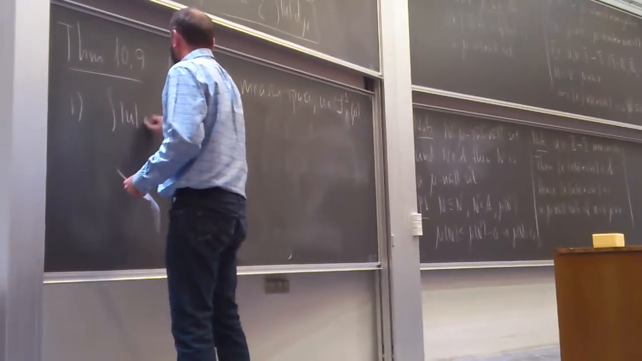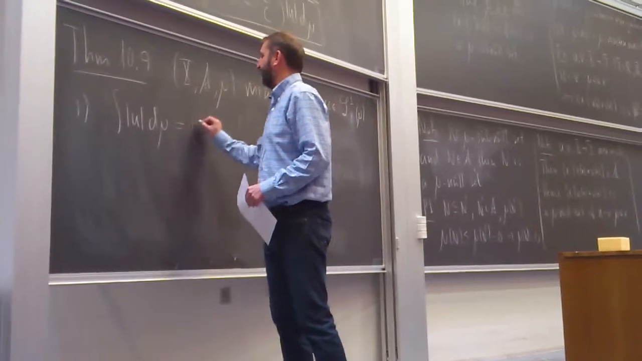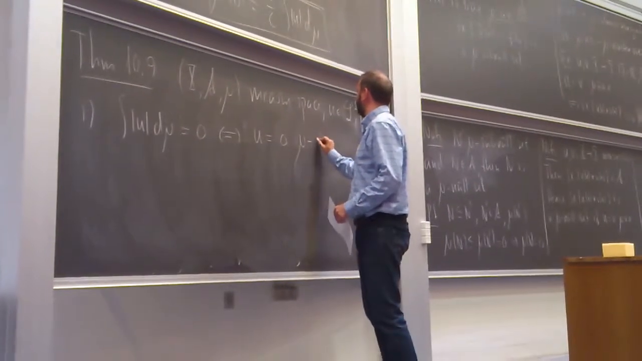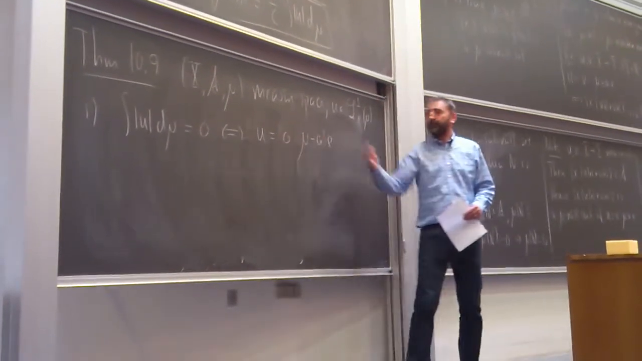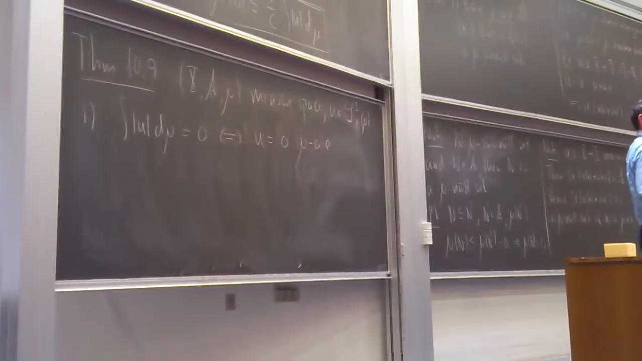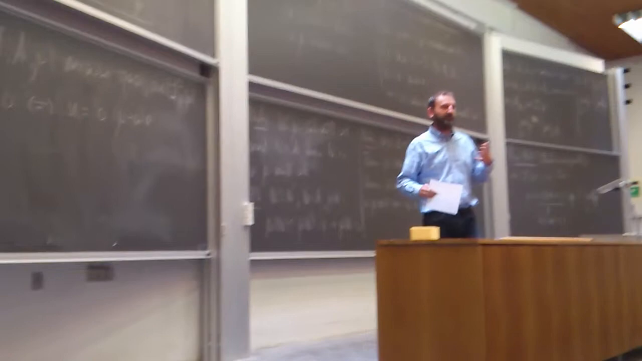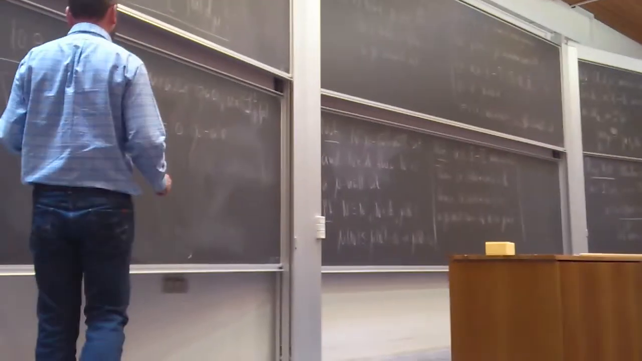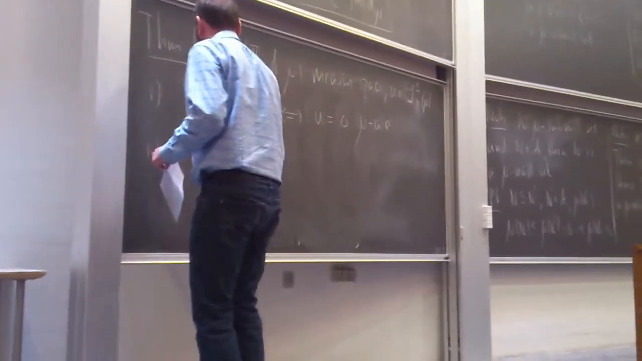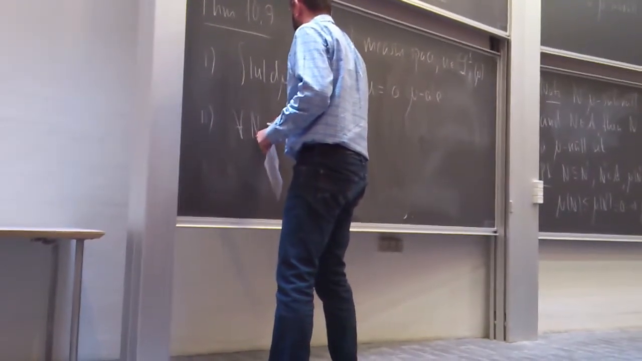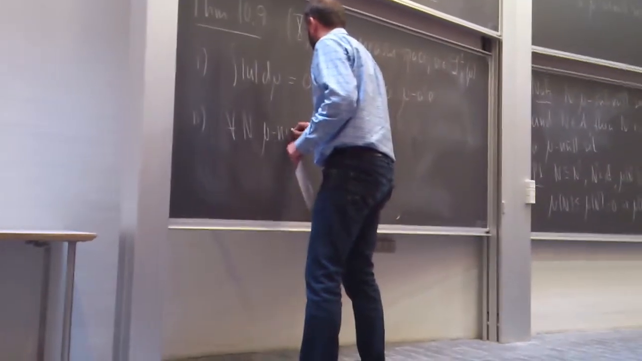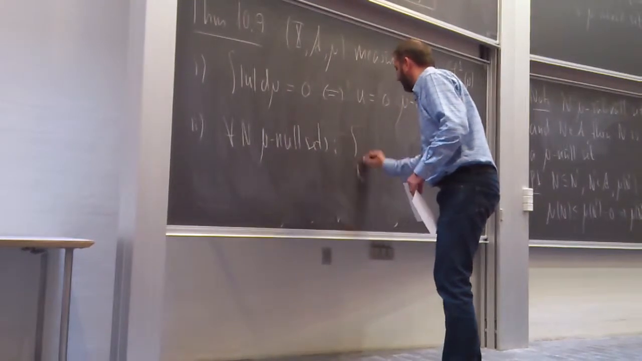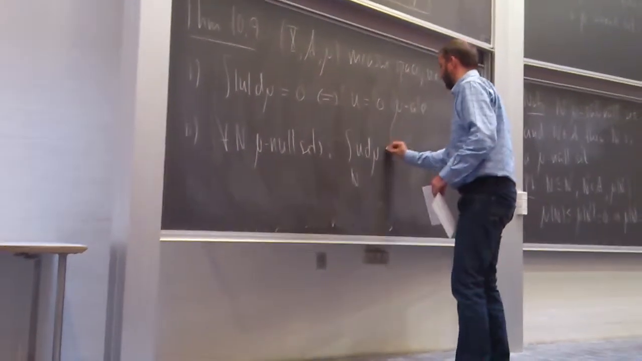the following holds. If I take and integrate the absolute value of this function, and if I arrive at the value of 0, this happens if and only if u is equal to 0, mu almost everywhere. So in other words, u is equal to 0 mu almost everywhere means that for all practical purposes, u is equal to 0. As far as measure theory goes, we cannot distinguish these two functions from each other. The second statement says that for all n mu null sets, we have that the integral over n of u d mu is equal to 0.